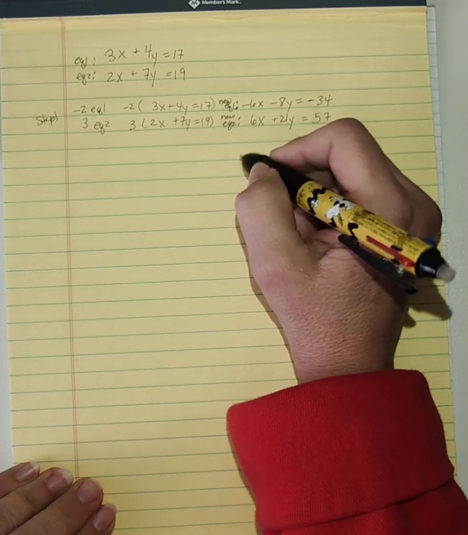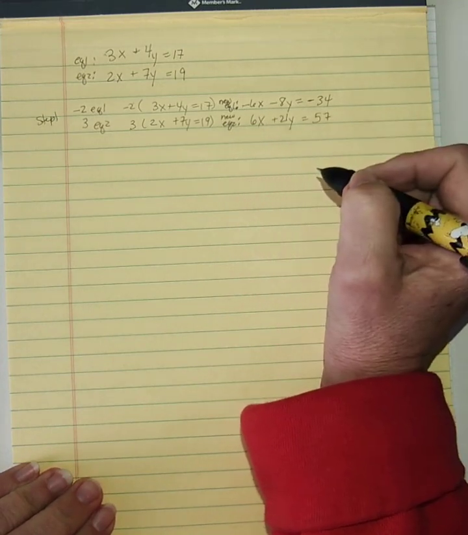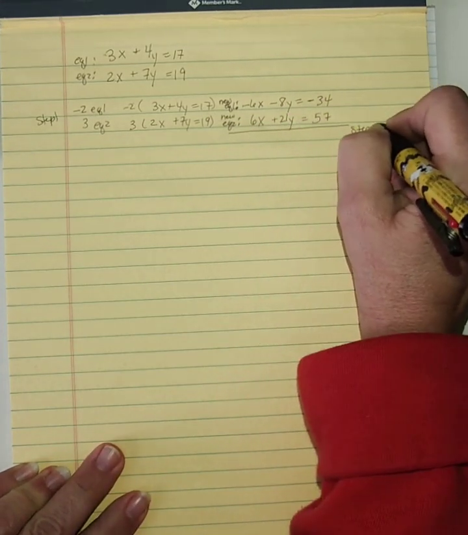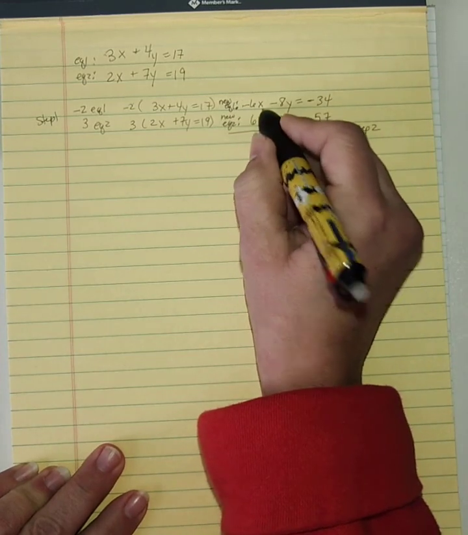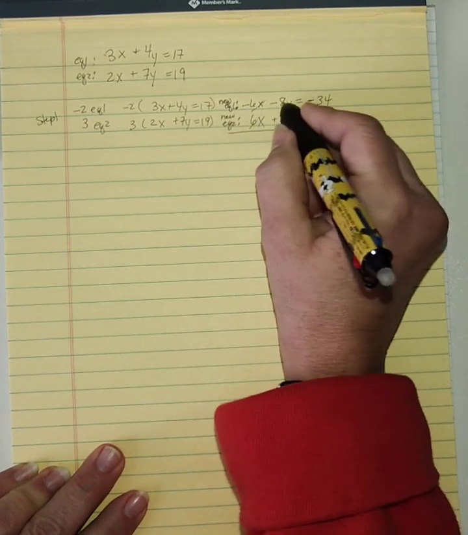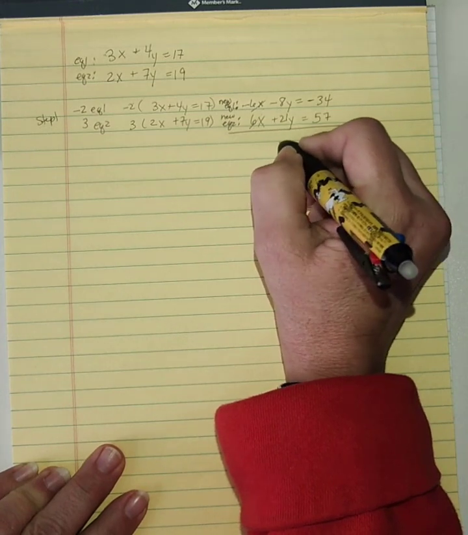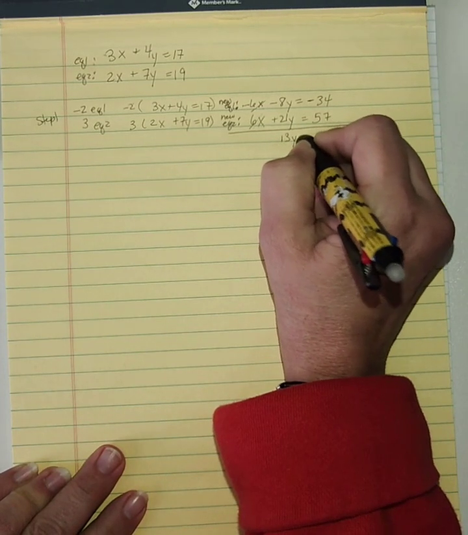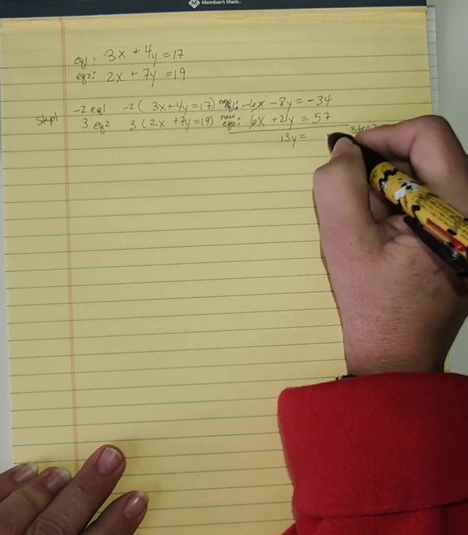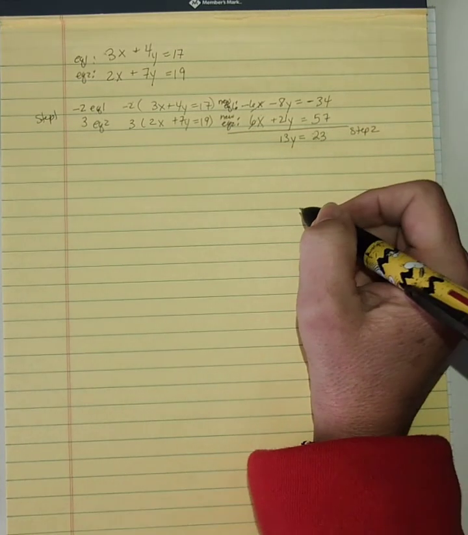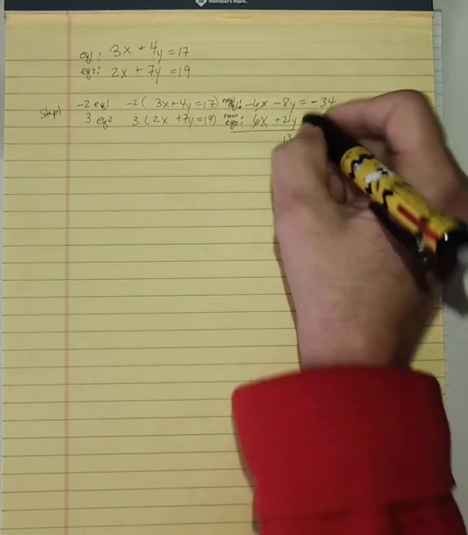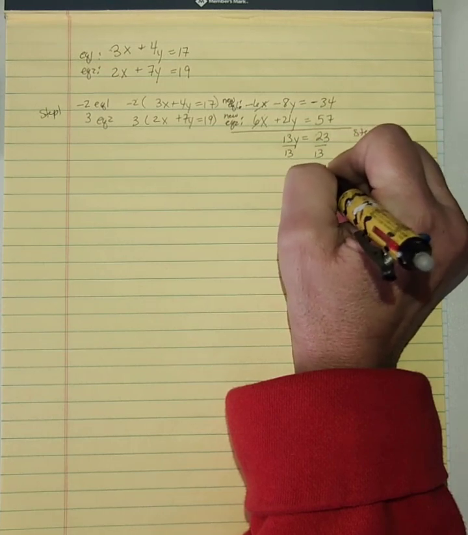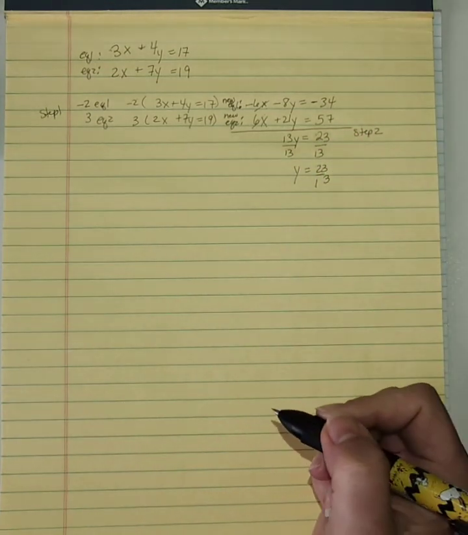Now it's time to add the two equations together. So this is step 2. When I add them, negative 6x plus 6x, they eliminate. And then I have negative 8y plus 21y, I would get a positive 13y. And then 57 minus 34, I'd get 23. Now I'm going to divide both sides by 13, and I get 23 over 13.